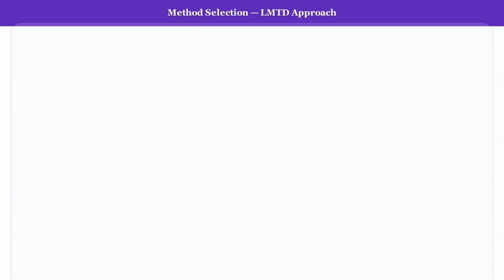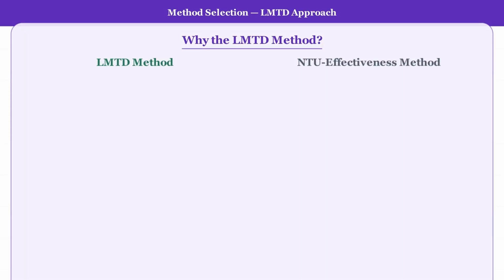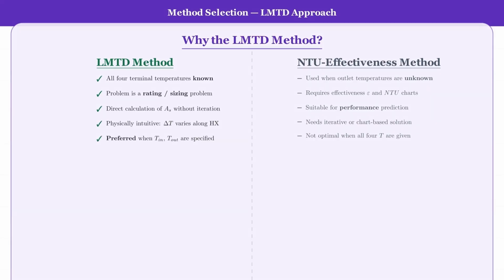With the model established, we must choose the correct analytical method. Two standard methods exist for heat exchanger analysis, and selecting the right one depends entirely on what information is known. On the left, the LMTD method. On the right, the NTU effectiveness method. The LMTD method applies when all four terminal temperatures are known, both inlet and outlet for both streams. The NTU method, by contrast, is used when outlet temperatures are unknown.